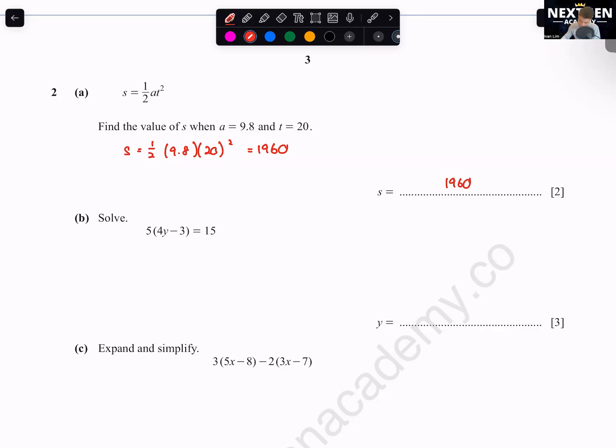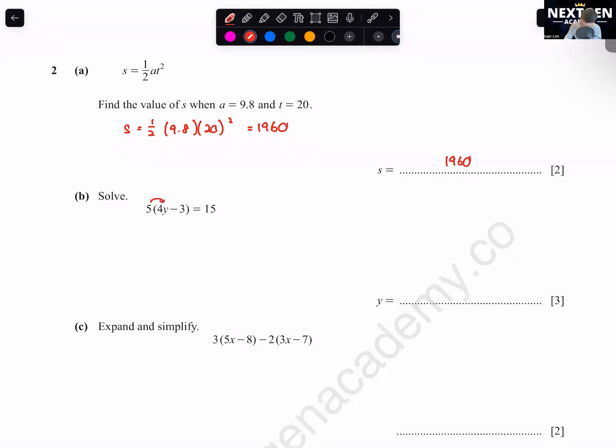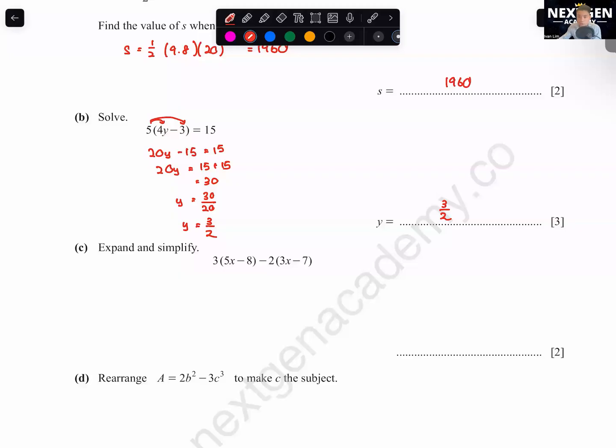Second one, question B. Open out the bracket first. You want to solve this. So 20y minus 15 equals to 15. Bring the 15 to the right-hand side. 15 plus 15, you get 30. Y is 30 over 20, which is 3 over 2. Do you need to simplify? Yes, you do. Don't simplify, they won't give you the full marks. So don't leave it as 30 over 20.